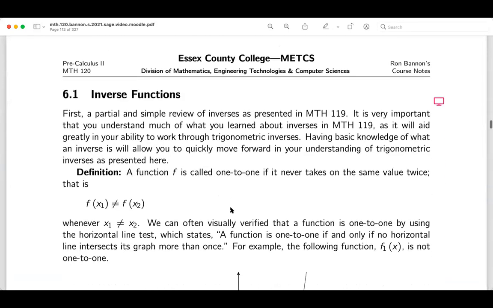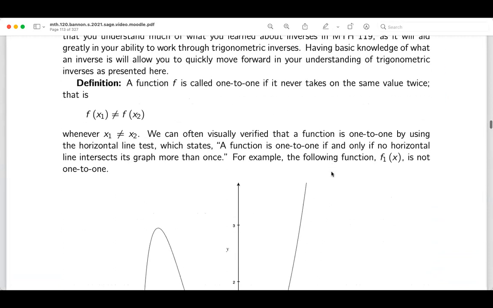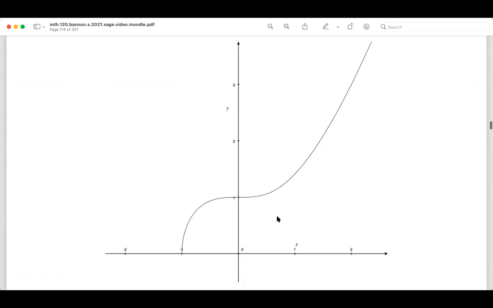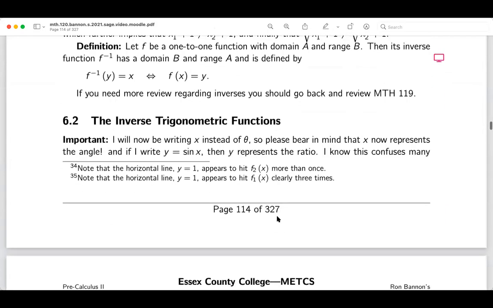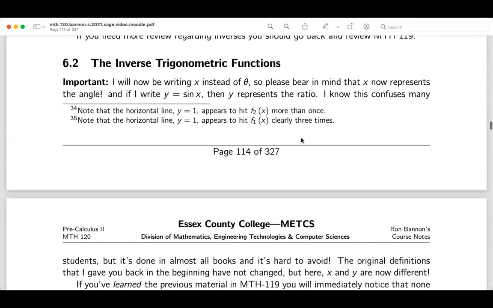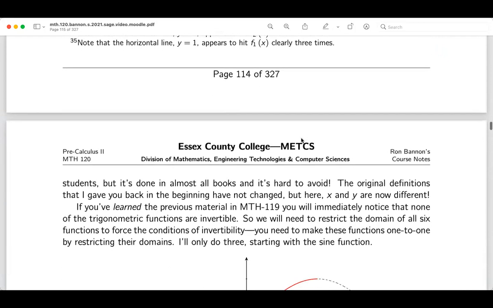So here's the deal. We've discussed inverse functions as they were discussed in Math 119. We went through that business over there. We just reminded you what you did in Math 119. Then, of course, what we did was talk about the inverse trigonometric functions. I'm of the opinion that it's not a good idea to memorize stuff. However, some students want to memorize things, and there's nothing wrong with that. I just think it's a good idea.